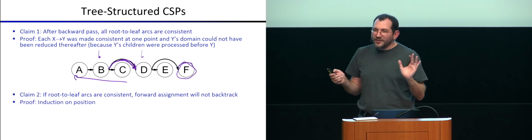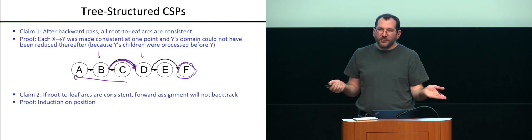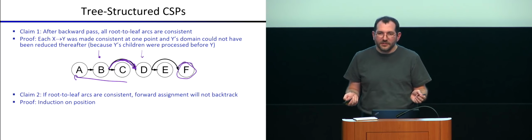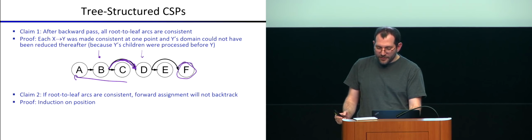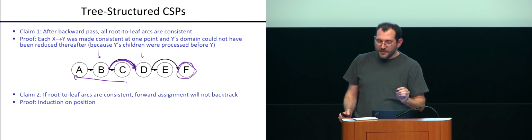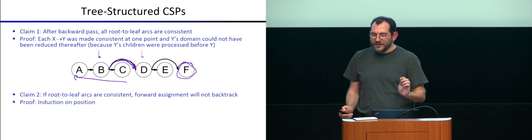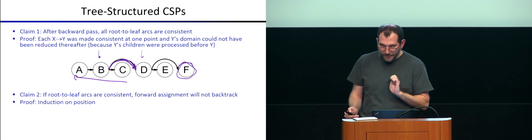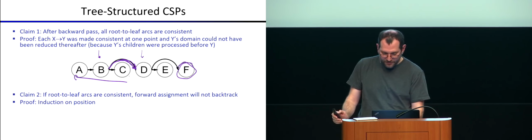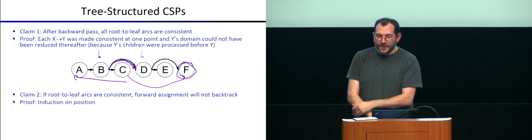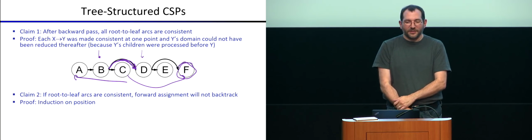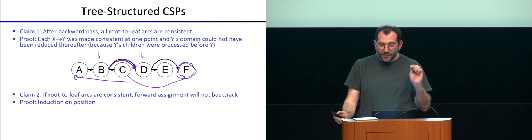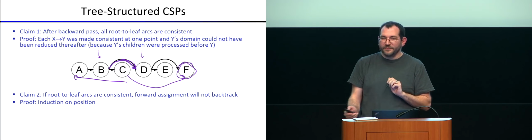But how could this be, right? Why doesn't this work on an arbitrary graph? Where did I use the fact that this is a tree? Because all I really need to know that F is going to be okay is that whatever I assigned to D, because of the consistency of D to F, extends to F. Let's say it wasn't a tree. It's not a tree anymore. F has two parents. Still fine, right? Whatever I assign to D, there's an extension to F that doesn't break the constraints. And whatever I assigned at C, there's an extension to F. So I'm good, right?